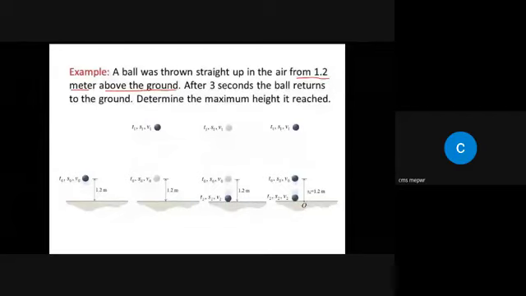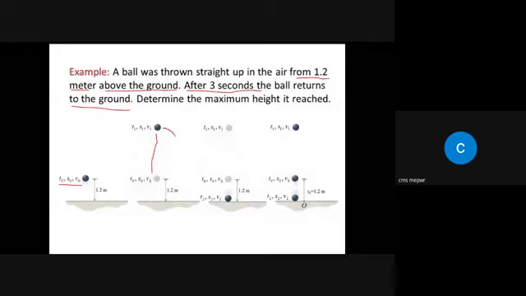After 3 seconds, the ball returned to the ground. After 3 seconds, the ball does not return to this position. It returned to the ground, means it returned to 0 elevation. So the initial level is basically this one. At this instant, initially, let's say the time is t naught, the position is s naught, and the velocity is v naught, and s naught is equal to 1.2 meter. So the person has thrown the ball upward, and then it reaches the ground.